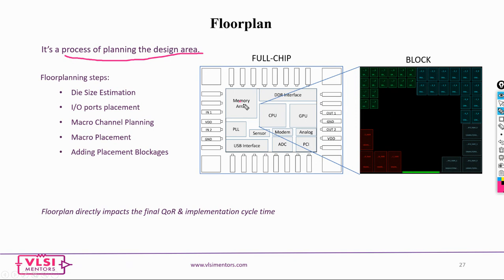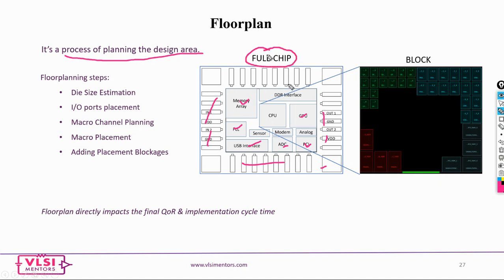Now look at this. You have a memory array, a PLL, a USB, an ADC, PCIe, and a GPU. Now where are you placing them? Where are the IO pads placed? How are they communicating with each other? This is something that we call a full chip, correct?